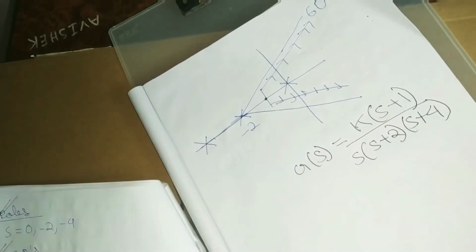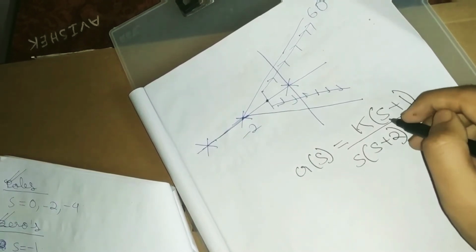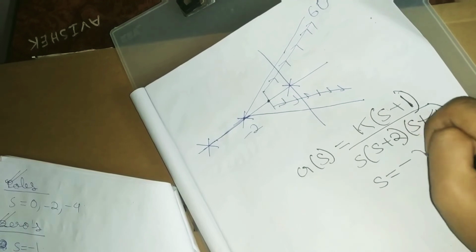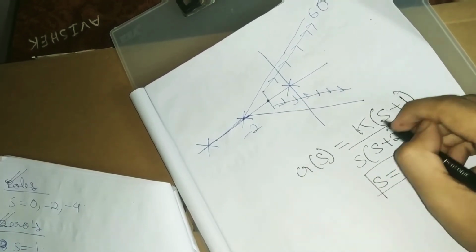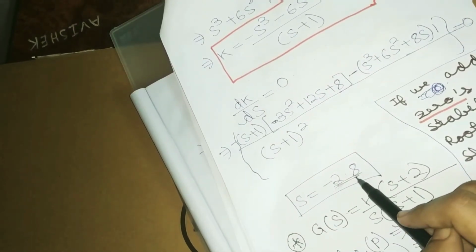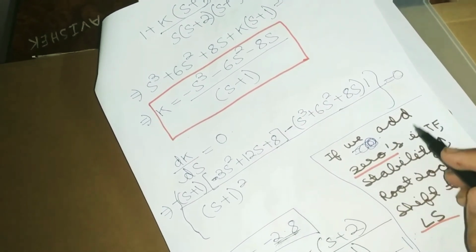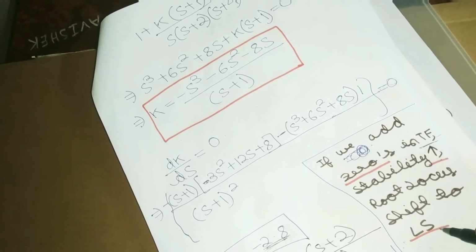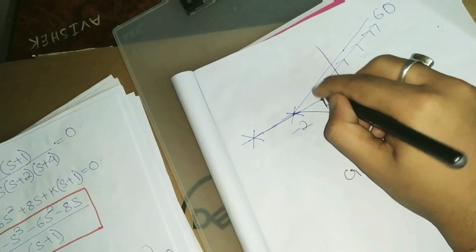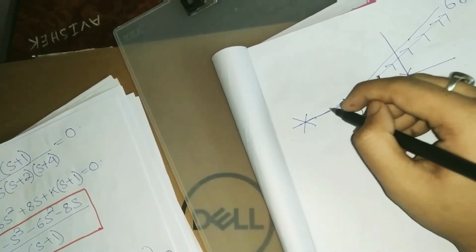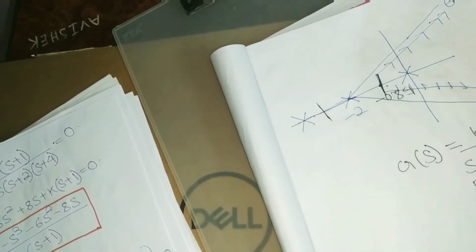In the same numerical as before, there is no s plus 1 term in the zero portion, and the breakaway point is at minus 0.84. But after adding s plus 1 in the zero portion, the breakaway point shifts to minus 2.8. So this is the conclusion: if we add zeros in the transfer function, stability increases and the root locus shifts to the left side. Initially it is at minus 0.84, but after adding a zero, the breakaway point shifts to minus 2.8. So the root locus will shift to the left hand side if we add zeros in the transfer function.